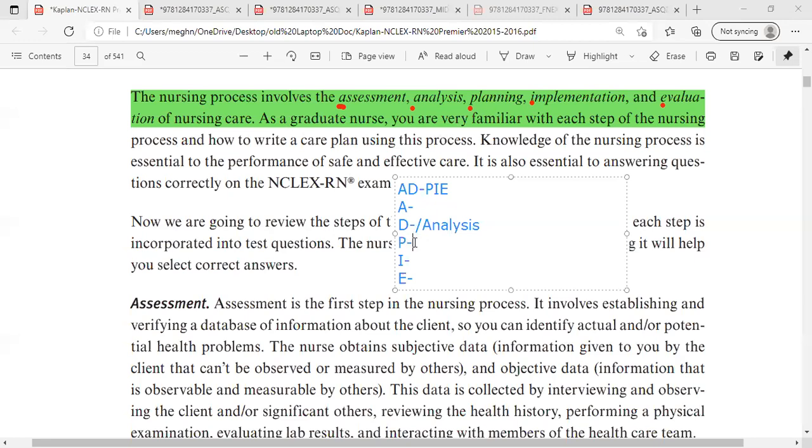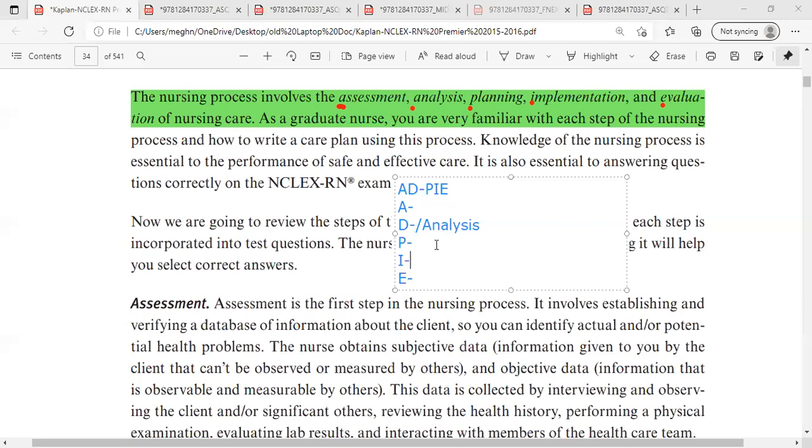And during planning, we determine the goals or formulate the outcome criteria. We develop a plan of care and collaborate with other healthcare professionals, and it is called the interdisciplinary approach. Then we go for implementation, or intervention. Keep in mind, implementation or intervention begins the doing, carrying out the plan.